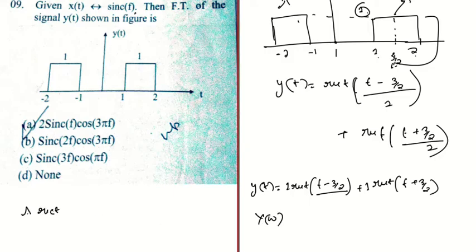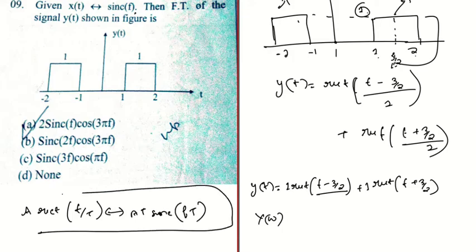So what is A into rectangle of t divided by tau? That is A tau sinc f tau. Please remember this formula.